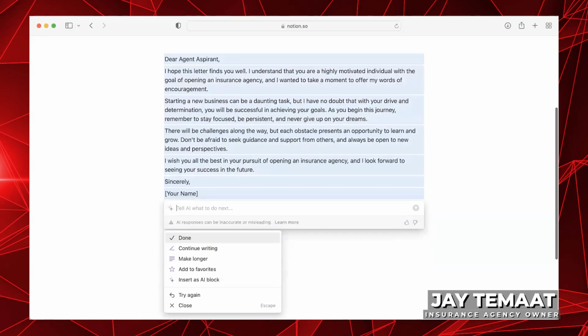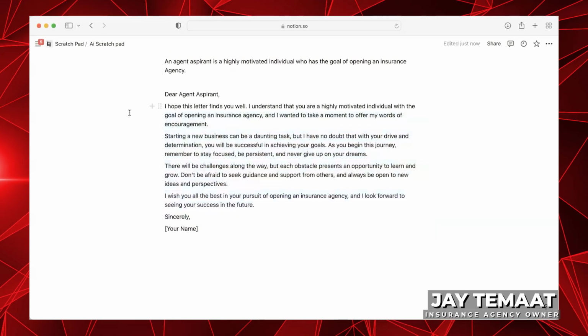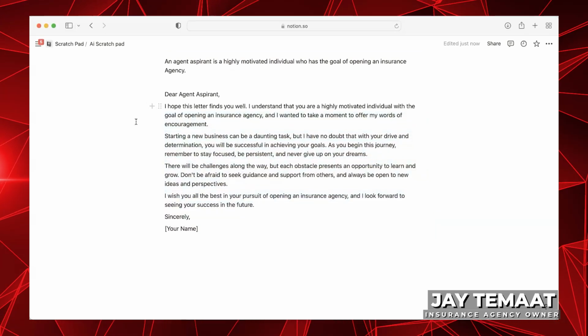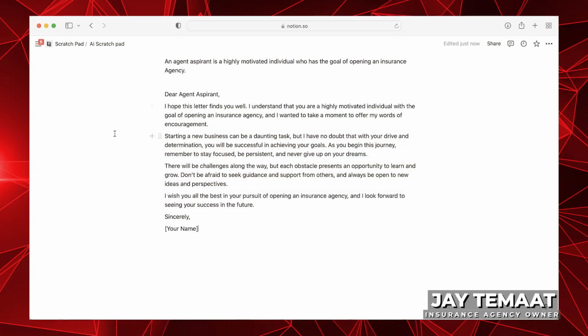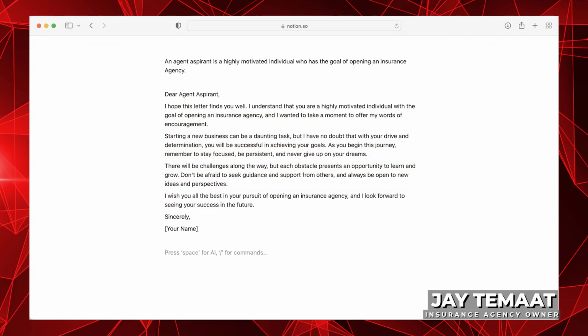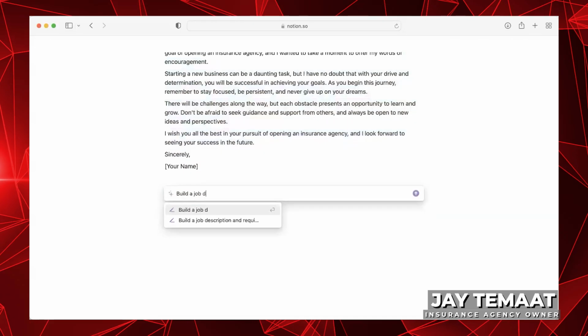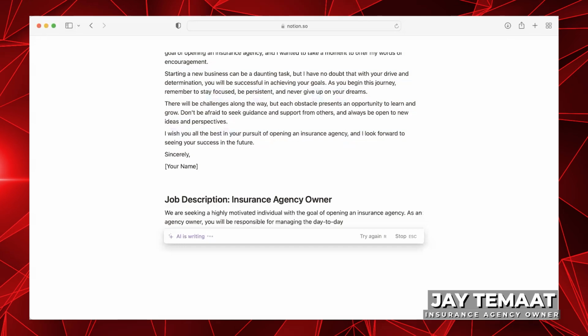You'll notice that it says, I hope this letter finds you well. I understand that you're a highly motivated individual with the goal of opening an insurance agency. And that is the template that you may use to send a letter to an agent aspirant. Another thing that you could use is you could ask it to build a job description.